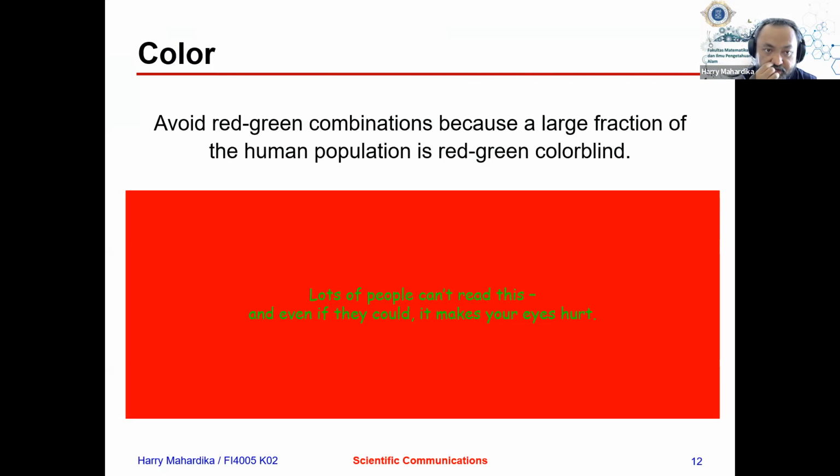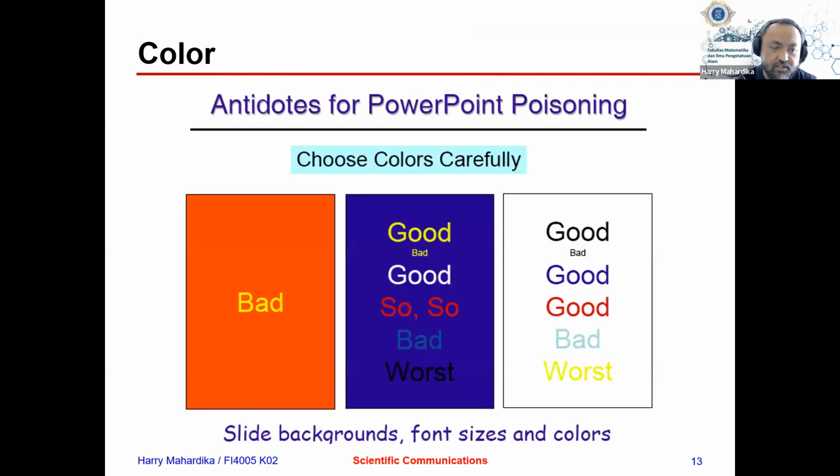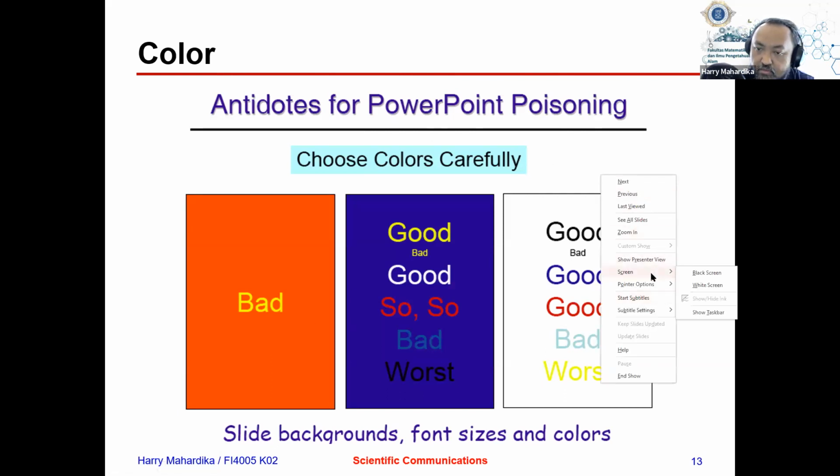So avoid gray and red combinations, because a large fraction of the human population is red-green colorblind, and also lots of people cannot read this, and even if they could, it makes our eyes hurt. So the antidotes of PowerPoint poisoning: choose color carefully. Okay, so this type of combination of background and words or fonts used in a slide.